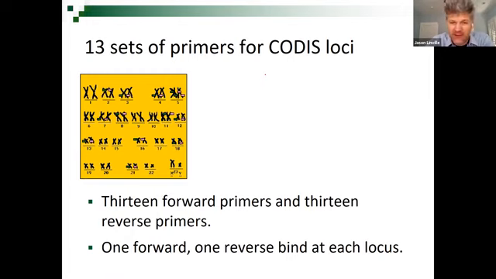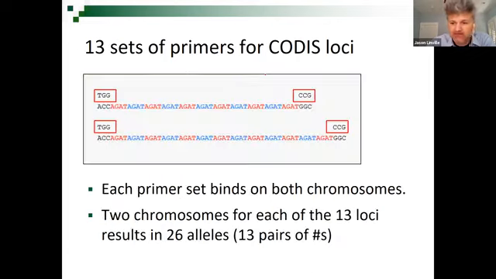So how many is 13 plus 13? 26. Okay. How many alleles are going to result? 26. Why? Because it's 2 alleles at each of the 13. All right. So again, this is sort of easy once you know how to do it, but I don't want you guys to get confused. It's just the number of loci. You double the primers and you double the alleles.